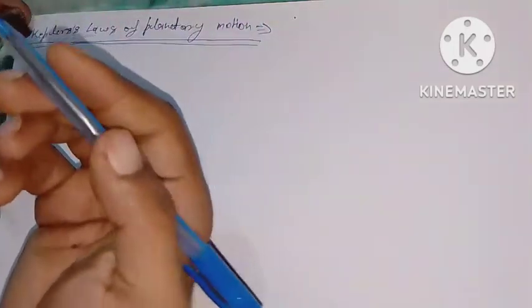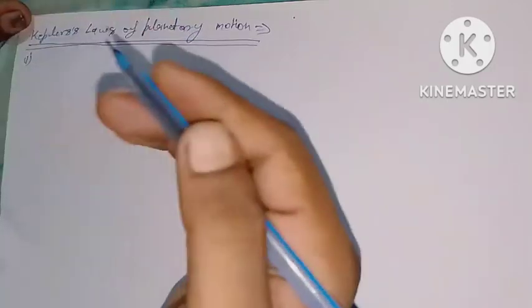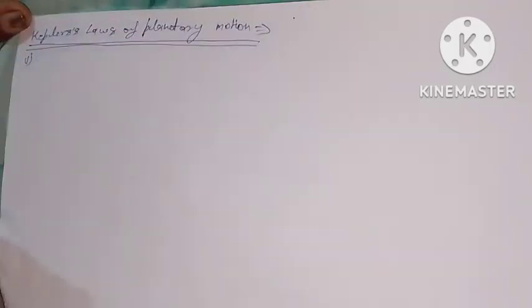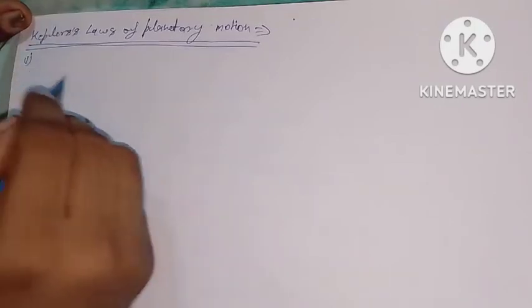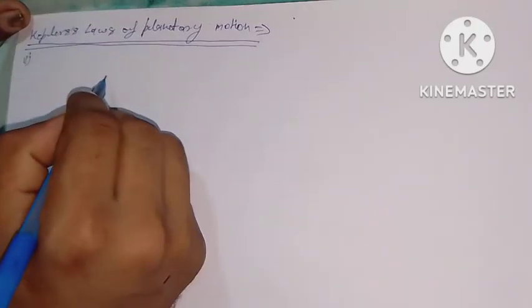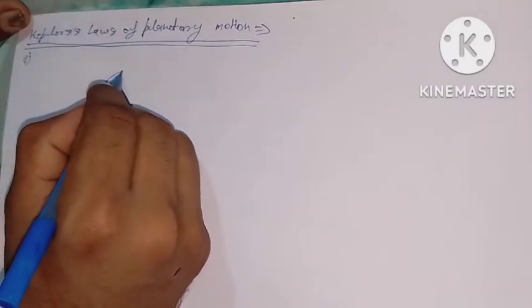Kepler's three laws of planetary motion are: first law, each planet moves in an ellipse with the sun at its focus. This is the figure. You can also show the figure.